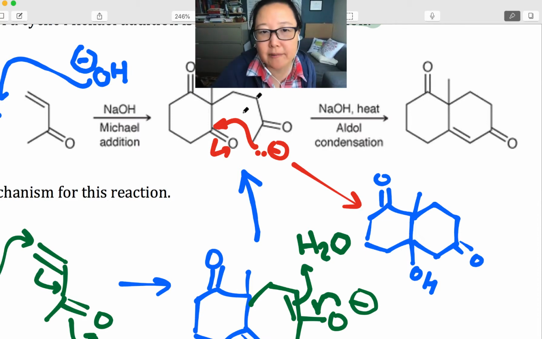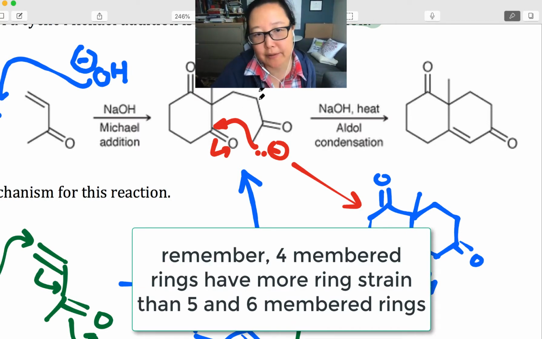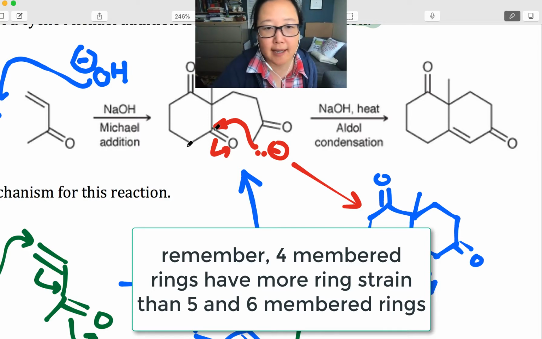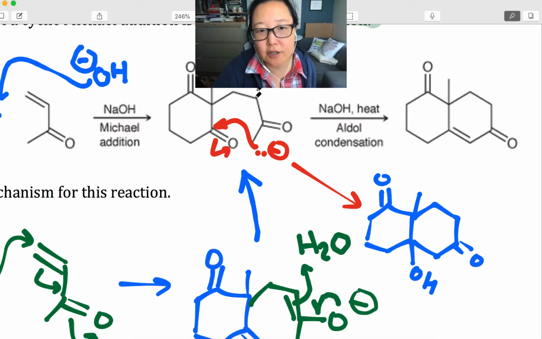It's possible, but if this closes up here, it's a 1, 2, 3, 4-membered ring, which is not so stable. So this enolate may form, but it's not going to cyclize. Could it cyclize over here though? 1, 2, 3, 4. So again, a 4-membered ring this way.